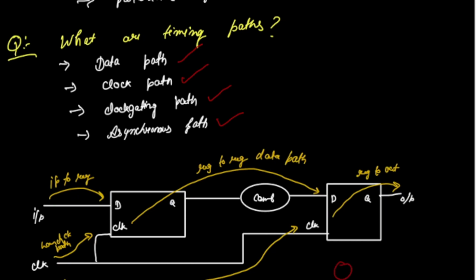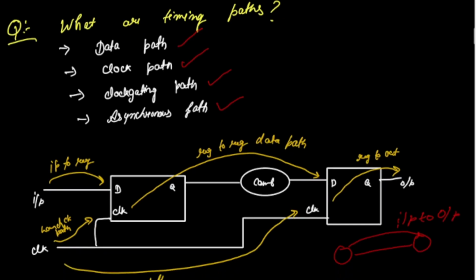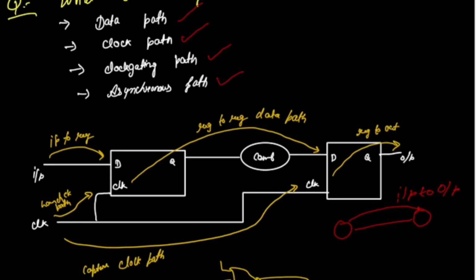This is the input to output direct path. Data is going directly from input to output. So these are all the data related paths: input to register, register to register, register to output.